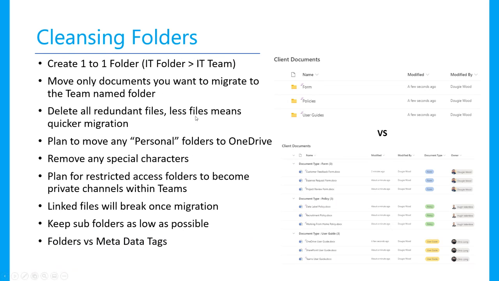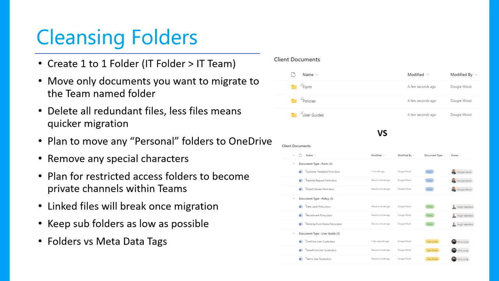So once you've got your folder, say IT team, ready to move across, you only store things in there that you want to move across into that team. You want to delete all redundant files, or just not include them in that new folder. Fewer files means it's going to be a quicker migration. So you don't want to be moving anything that you don't need, as the less data overall, the quicker it's going to be.